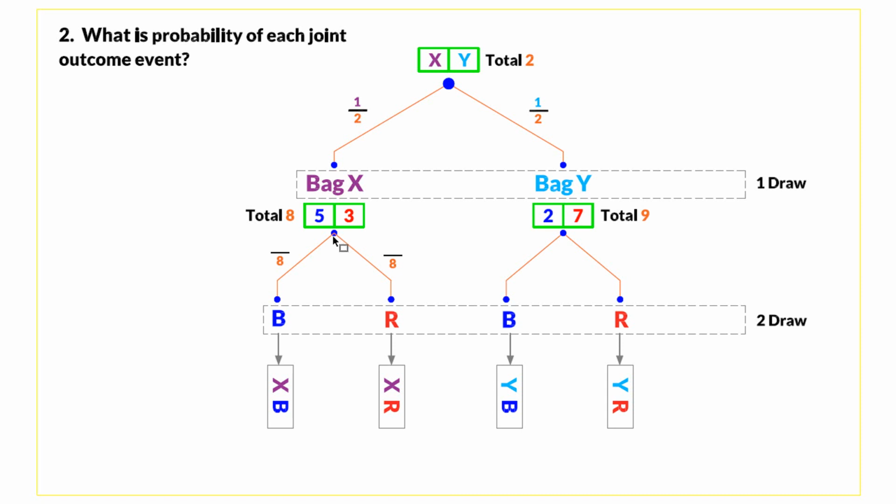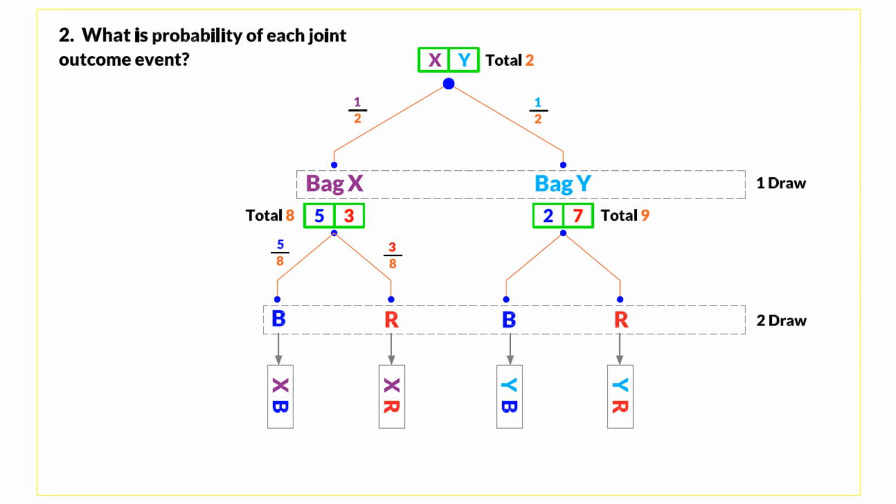And what is the probability of picking a blue ball out of bag X? We have 5 blue, so the probability is 5 over 8. And what is the probability of picking a red ball after picking bag X? We have 3 favorable outcomes of 3 red balls, so the probability of picking one red is 3 over 8.